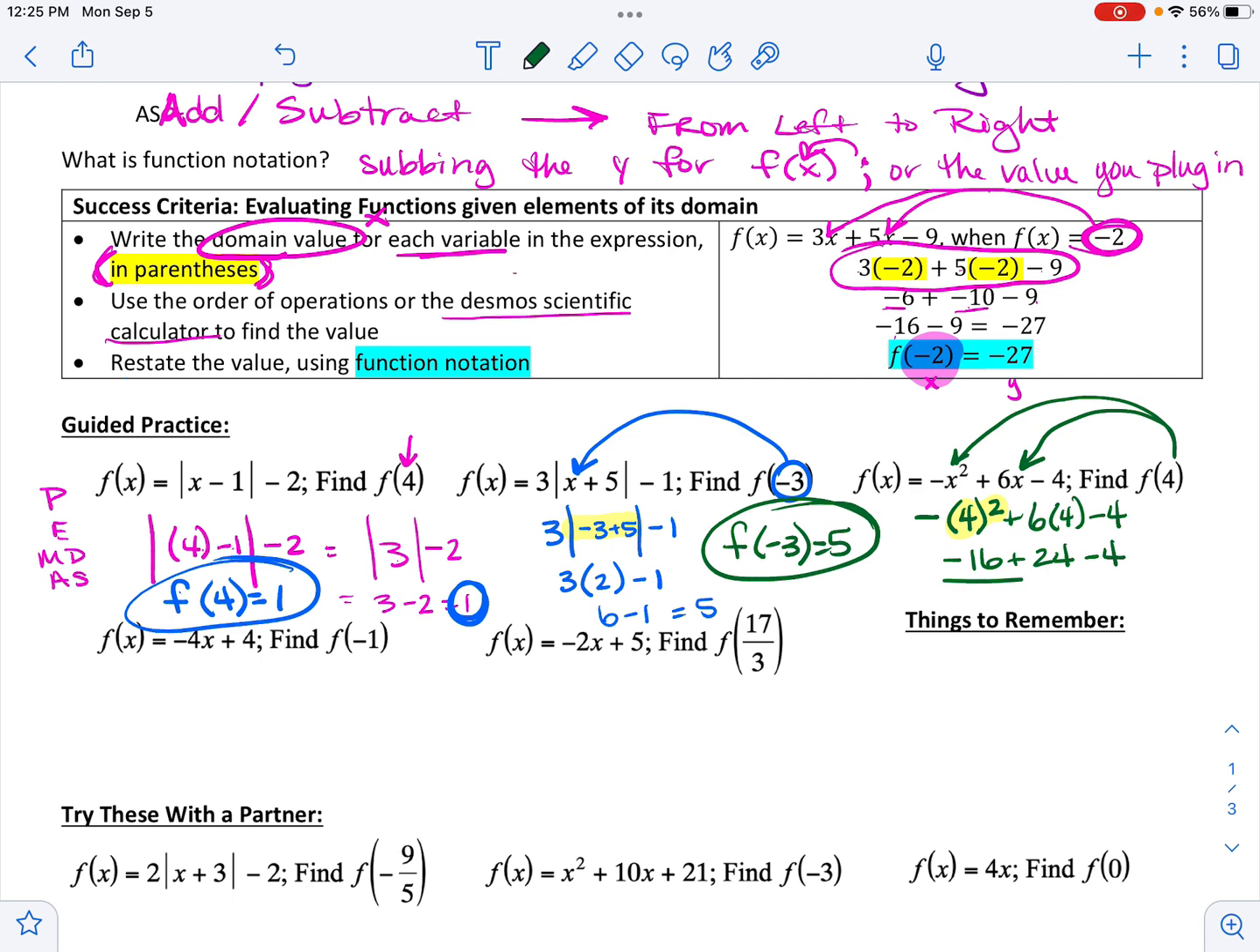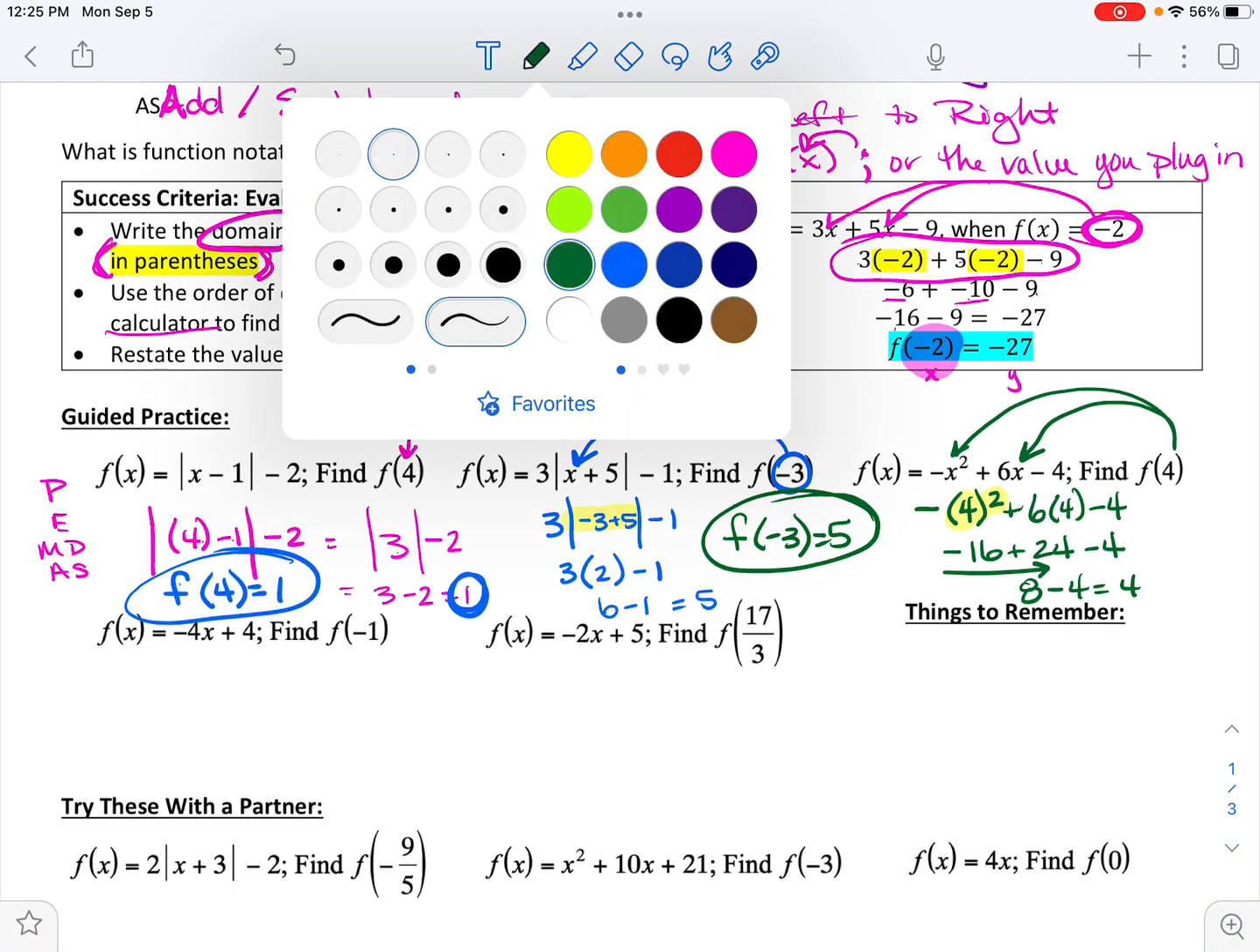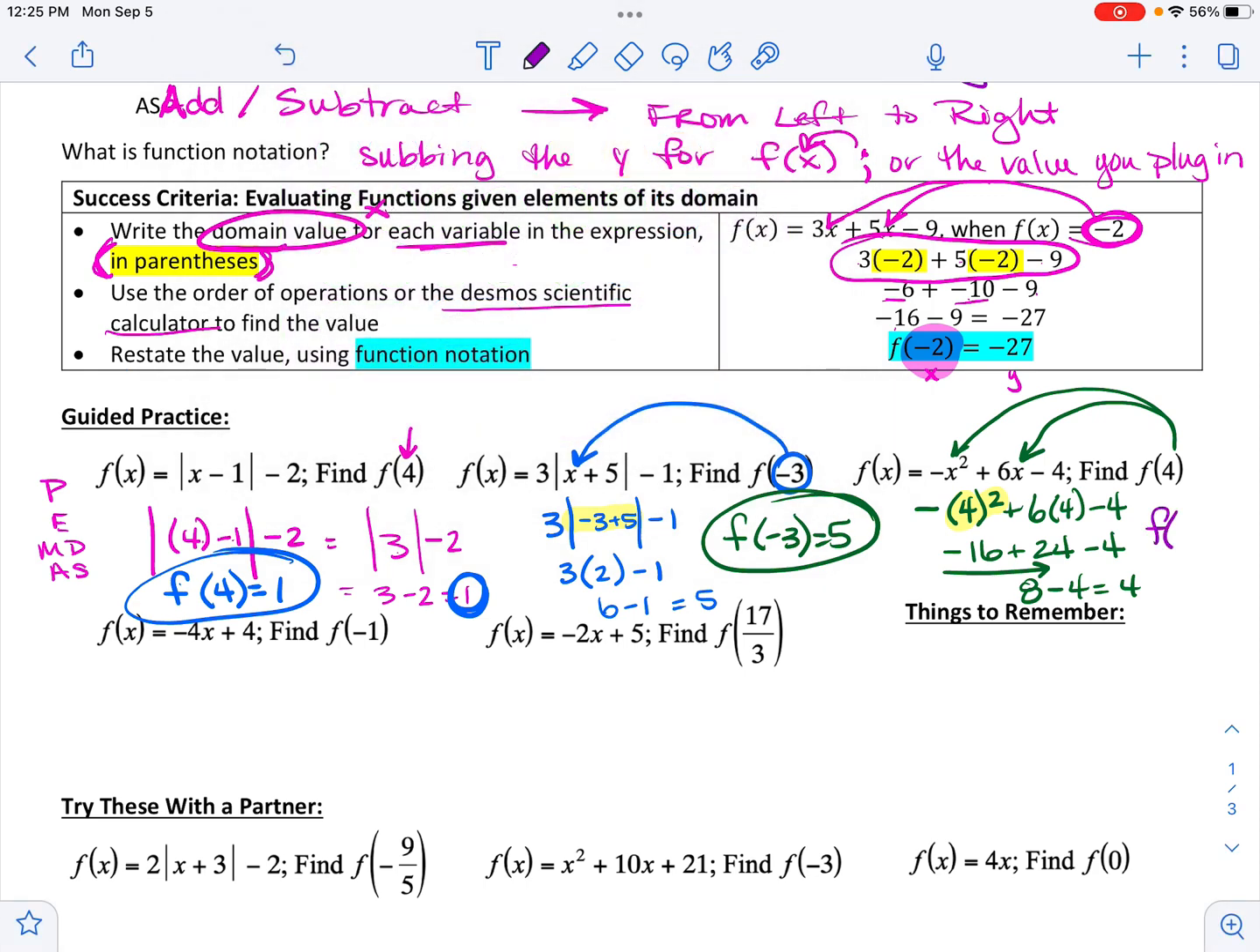And now I go from left to right. -16 plus 24 is 8. So we have 8 minus 4, which equals 4. Then we rewrite it. Last step is to rewrite it in function notation. So f of 4, or function of 4, is equal to 4.